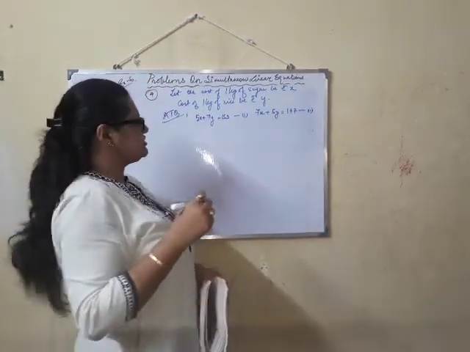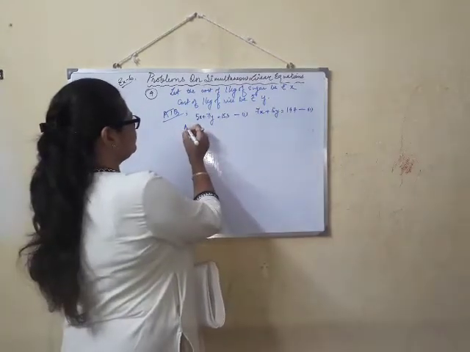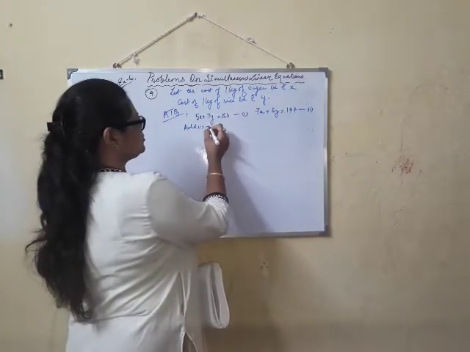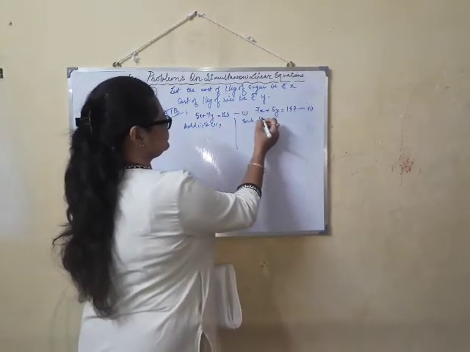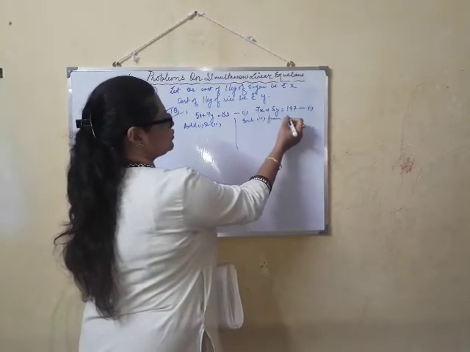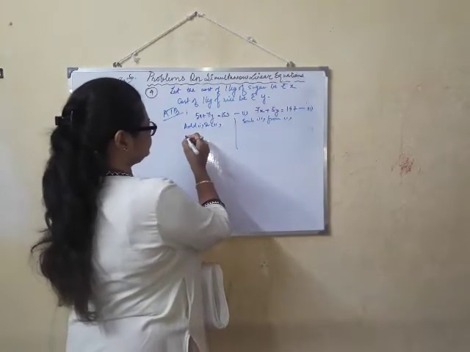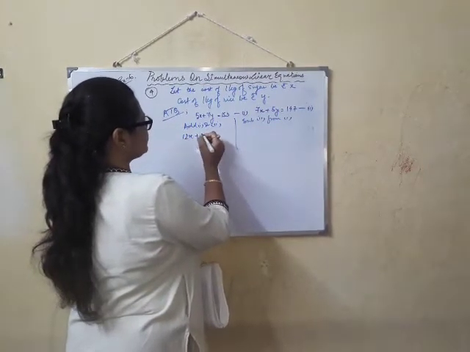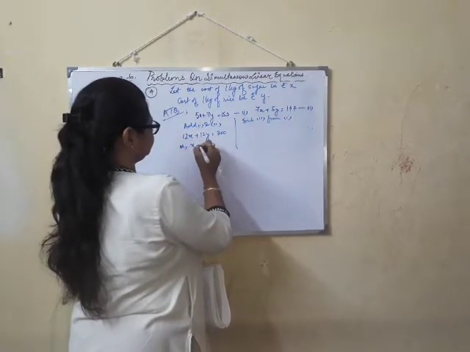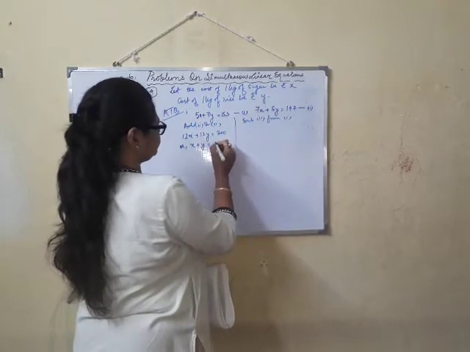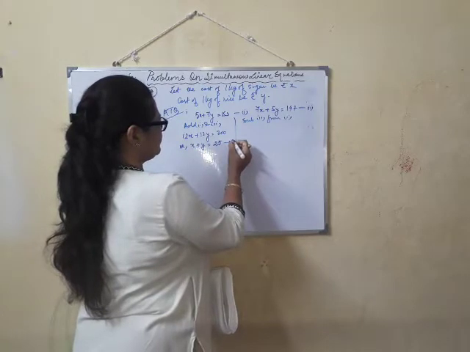Okay. Now what we see here, the coefficients have been interchanged. So in this type of questions, what we do? We first add the two equations and then we subtract the two equations. So let's add first. This equation plus that equation, we get 12x plus 12y is equal to 300, or x plus y is equal to 25, this is equation number 3.